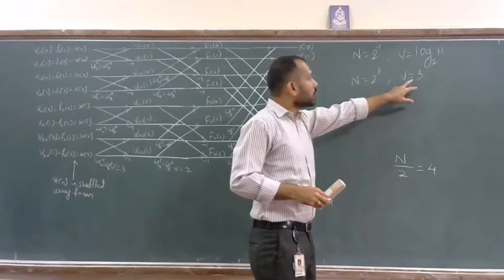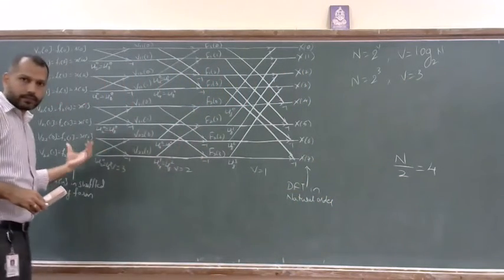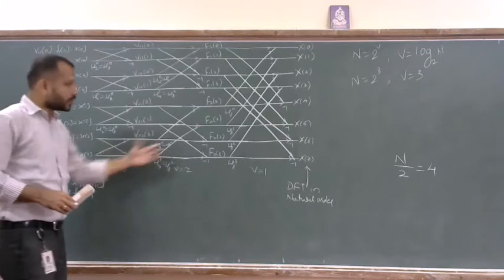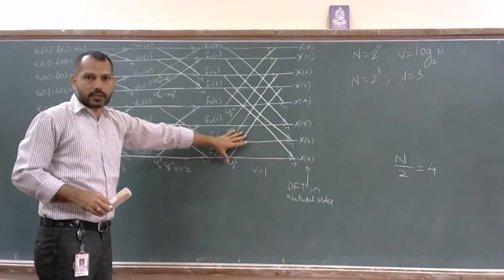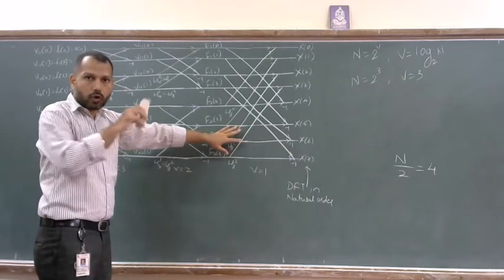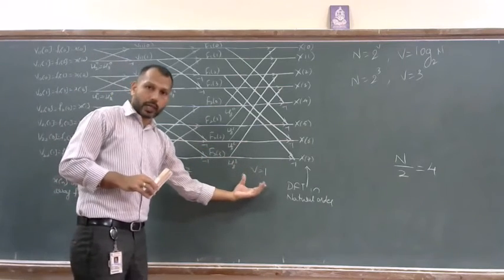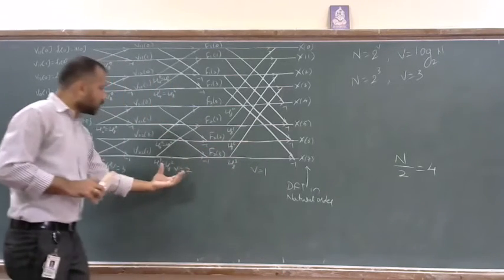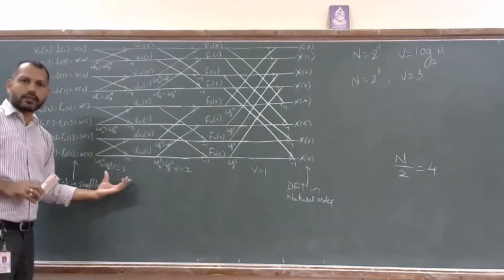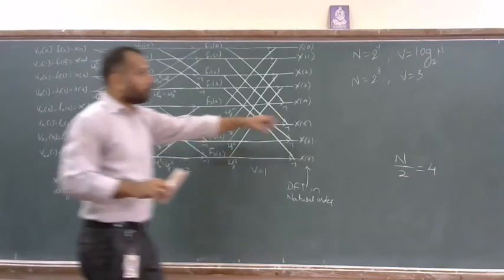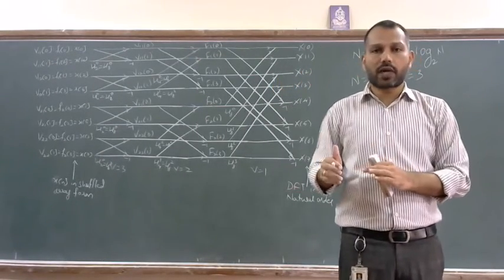Now V equals 3 means there will be 3 stages, 3 decimation stages, in the butterfly structure or in the overall signal flow graph for the DIT FFT algorithm. That is, this is V equals 1, this is V equals 2, and this is V equals 3. So, the value of V represents the number of stages in the signal flow graph.